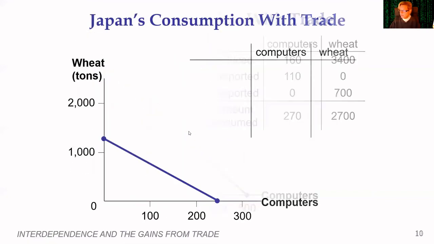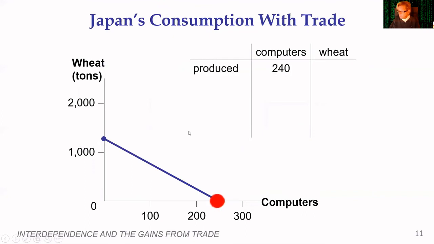Let's look at Japan. Japan, they started off again without trade. One scenario for them was they could produce 240 computers. We actually cut them in half and said they were here. But once we figured out that they had a comparative advantage, they're going to move here to point B.